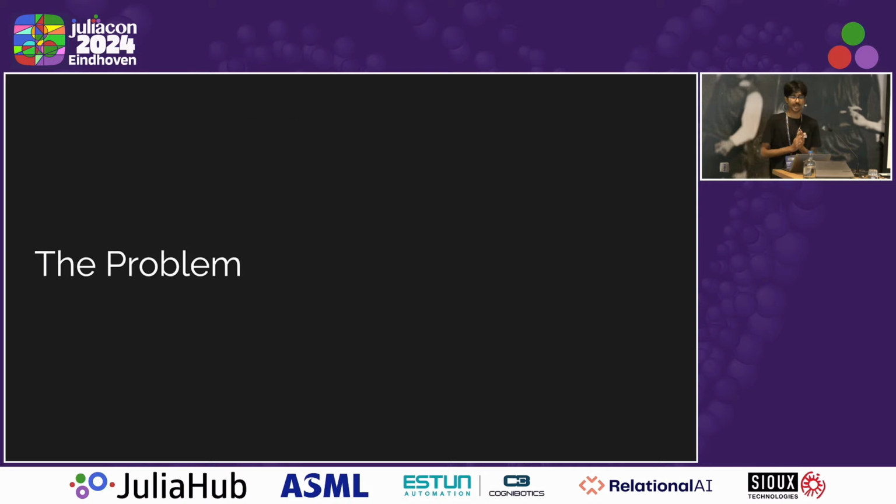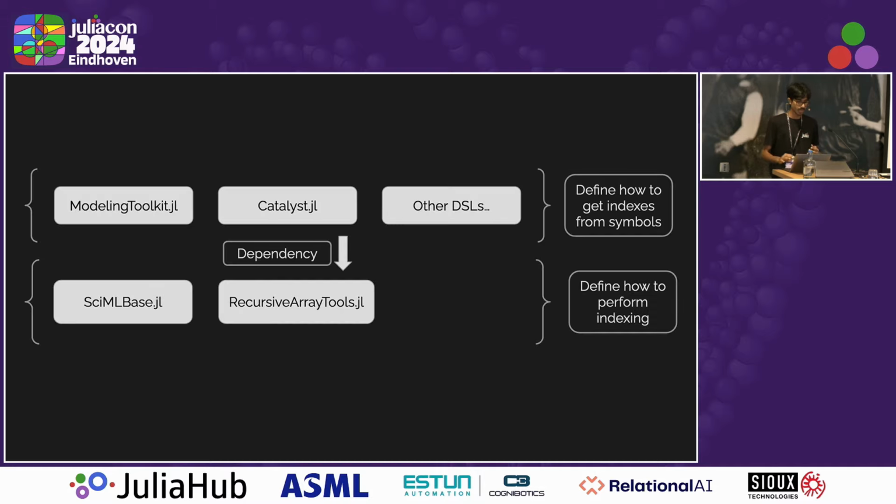I'll go over why this library was necessary and the sort of problems that we had with symbolic indexing in SciML before. This is the old package hierarchy, where you have all of the modeling libraries, the DSLs, at the top level, like ModelingToolkit and Catalyst and other libraries that build upon it. And then you have the low-level stuff that implements the data structures of your solution and problem and does all of the symbolic indexing.